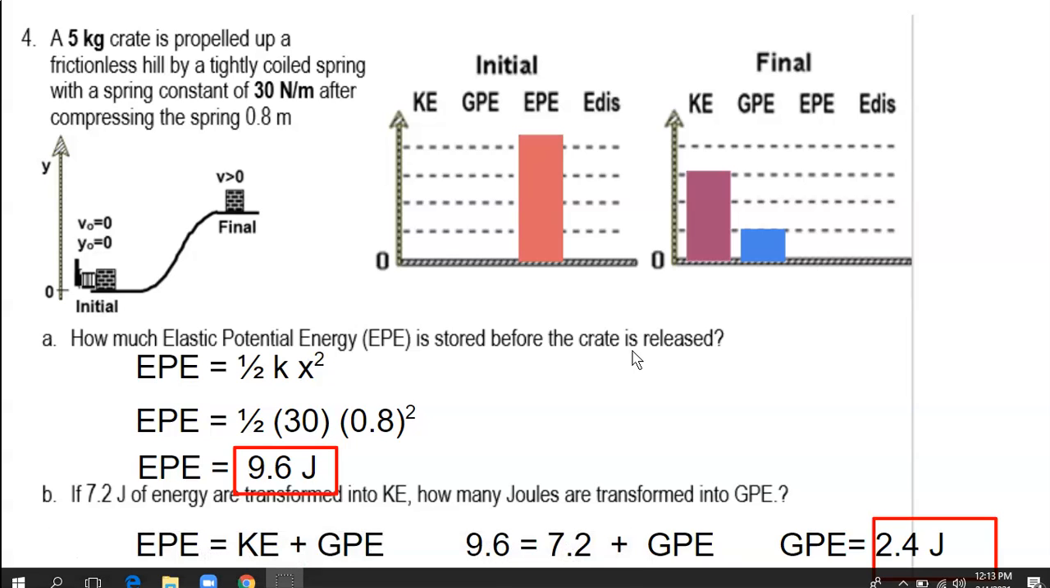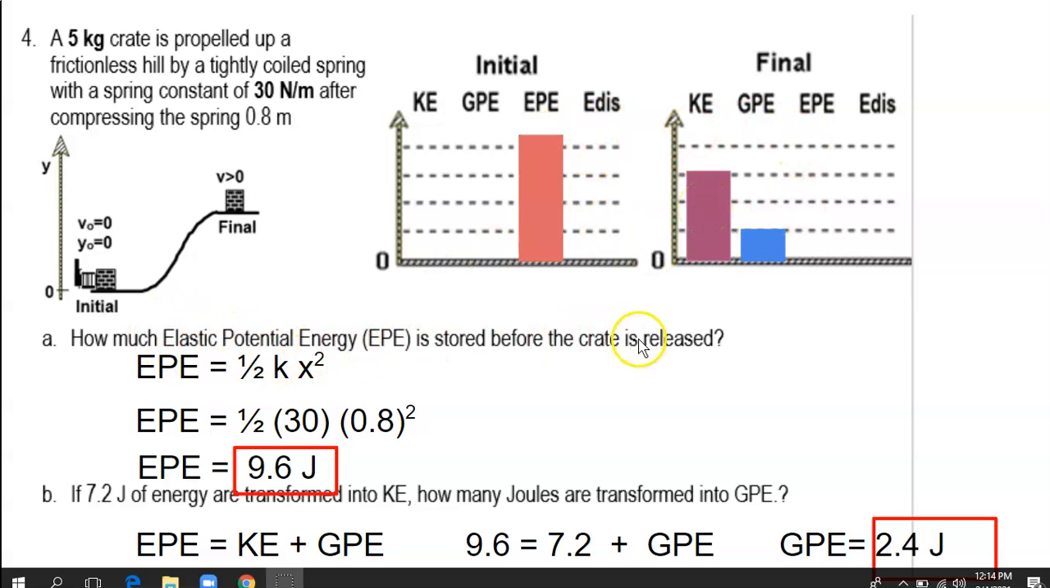A 5 kilogram crate is propelled up a frictionless hill by a tightly coiled spring with a spring constant of 30 Newtons per meter after compressing the spring 0.8 meters. So here's what we have initially. It has no velocity, so no KE. It's not off the ground, so no GPE, but the spring is compressed, so we have 4 bars of elastic potential energy. In the final position, look, it's above where we started from, so it has some GPE. And the velocity is greater than 0, so it also has some KE. This is how I distributed my bars, but if your proportions are different, that's okay. As long as you have 4 bars on the left and 4 bars on the right, you're okay.